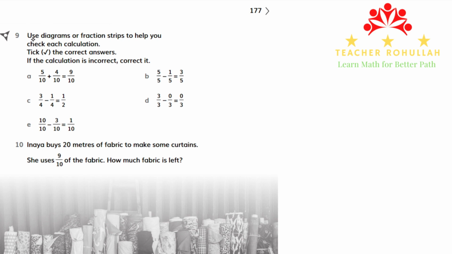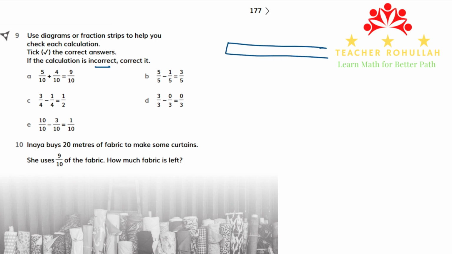In question 9, it says, use a diagram or a fraction strip to help you check each calculation. Tick the correct answer. If the calculation is incorrect, correct it. So let's do part A of this question. In part A, we have 5/10 plus 4/10 equals 9/10. Because it says use a fraction strip or a diagram, I will use a diagram here.